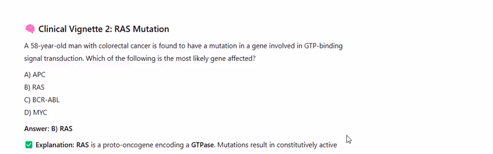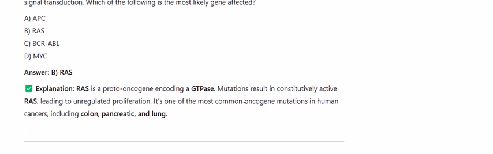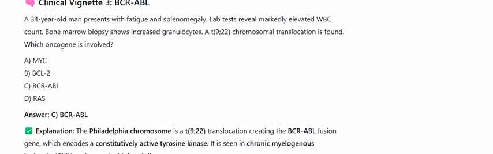Mutations result in constitutively active RAS, leading to unregulated proliferation. It's one of the most common oncogene mutations in human cancers, including colon, pancreatic, and lung. Clinical Vignette 3. BCR-ABL. A 34-year-old man presents with fatigue and splenomegaly.